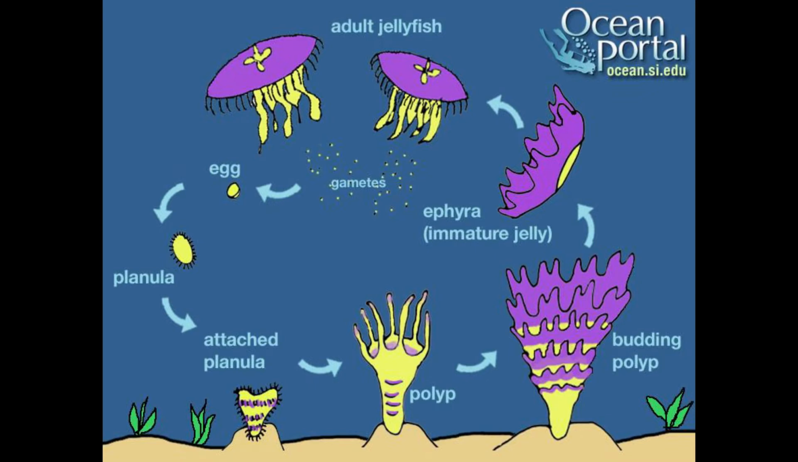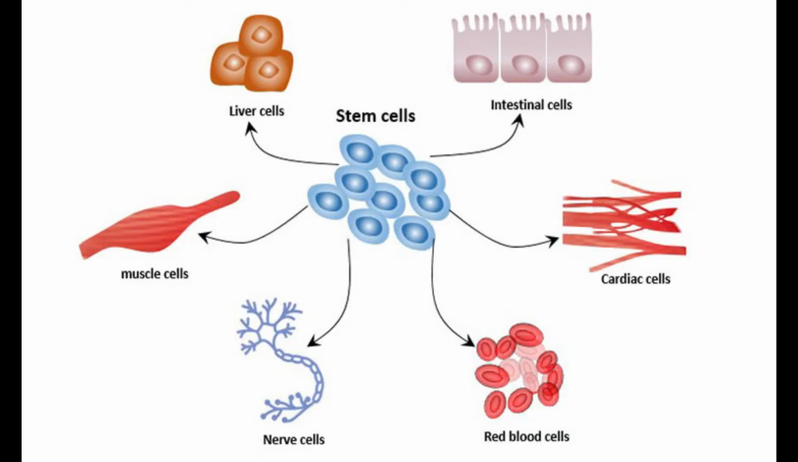But firstly, what is cellular differentiation? This is the process where a cell changes from one cell type to another more specialized cell type. For example, an embryonic stem cell can transform into any other type of cell, such as liver, intestinal, muscle, cardiac, nerve, or red cells.